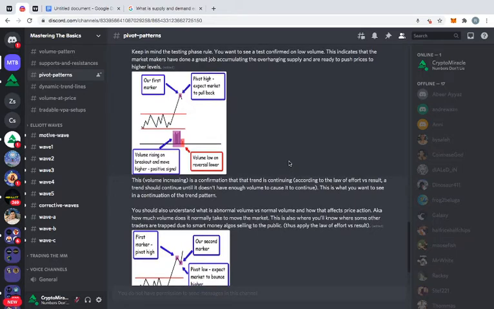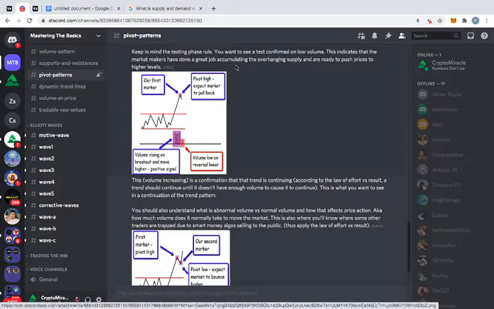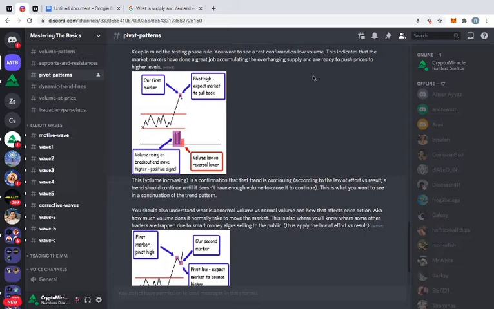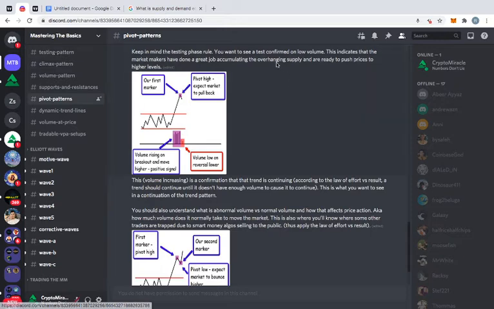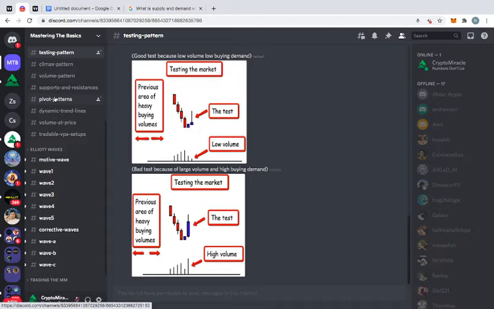So keep in mind the testing phase rule. It breaks out. This is the top right here. You want to see a test confirmed on low volume, right? Like we just said in the testing phase. Go and watch it again, or take a look at the Discord testing pattern. Let's open it. Actually, this repetition is the mother of all skill.